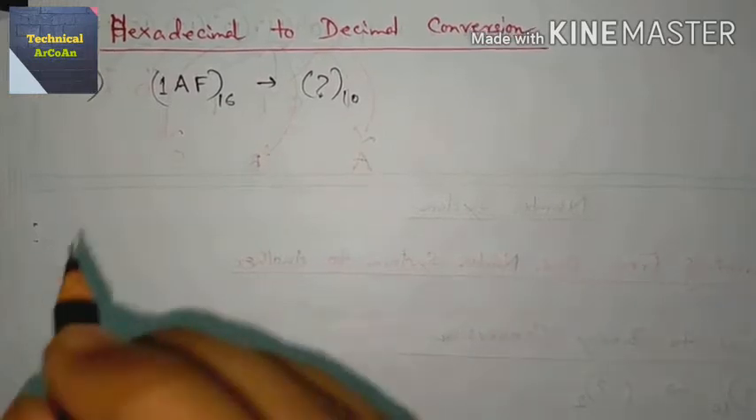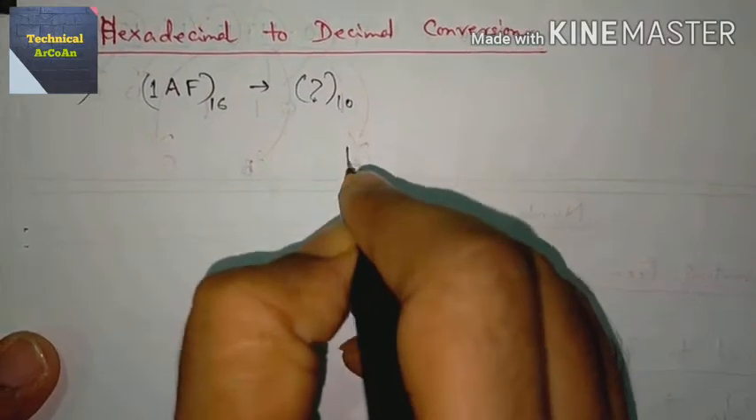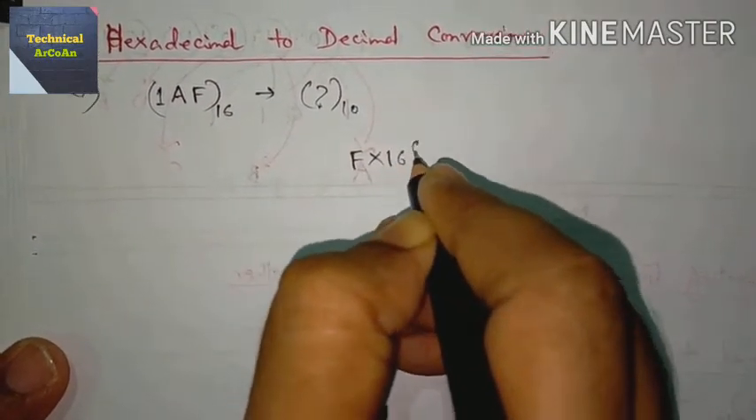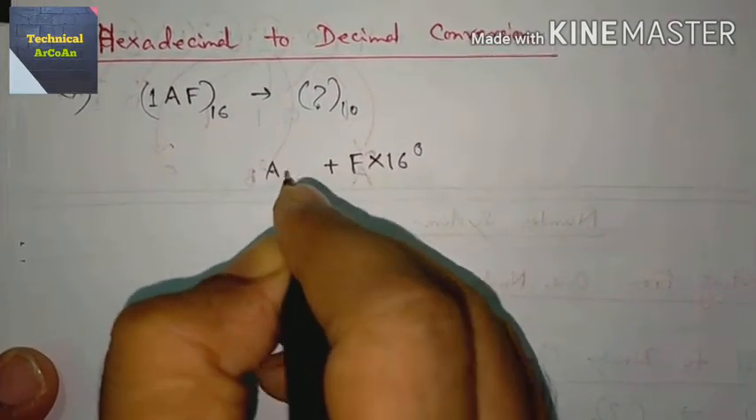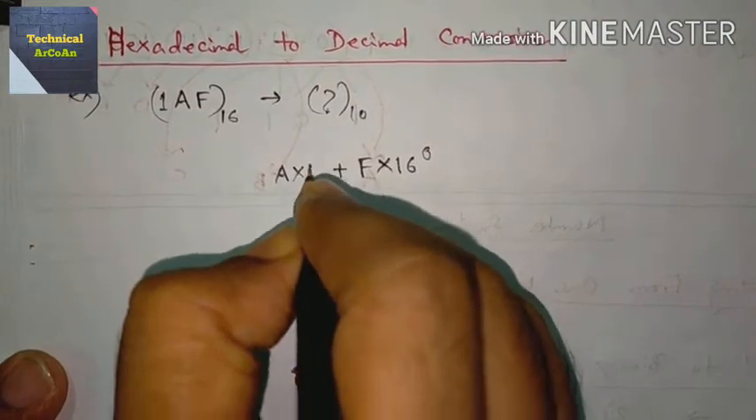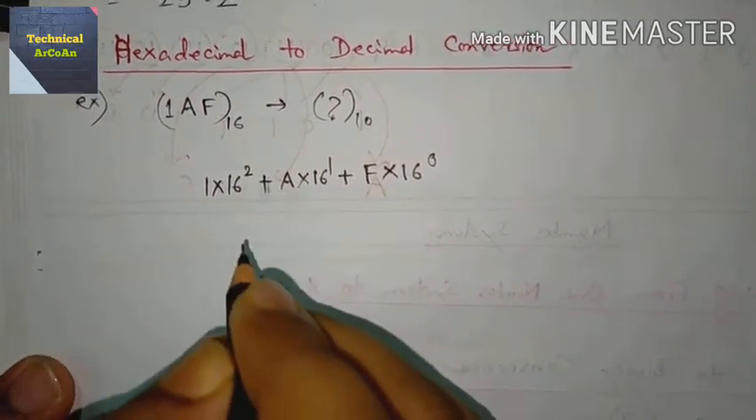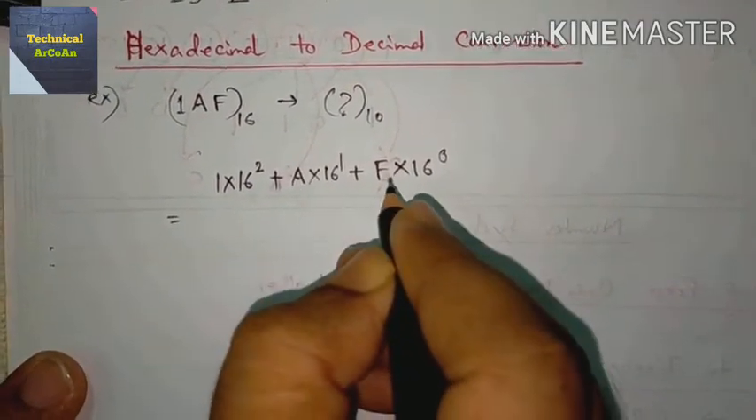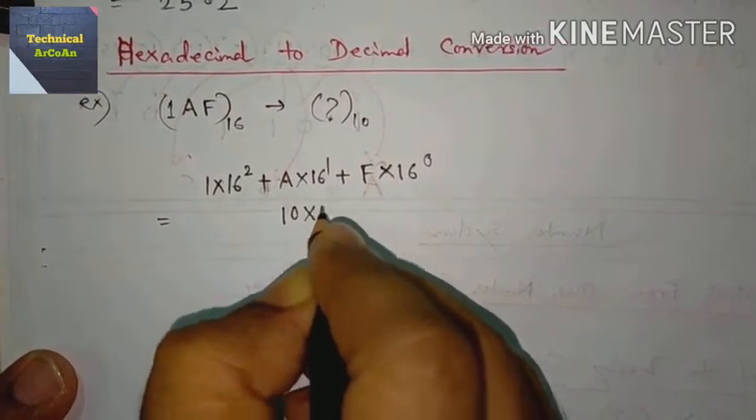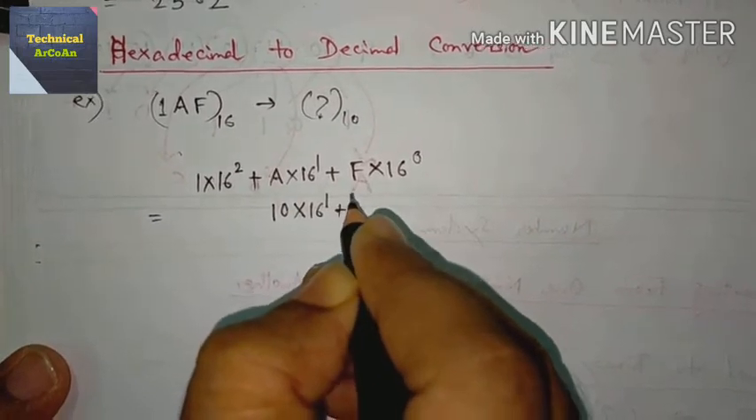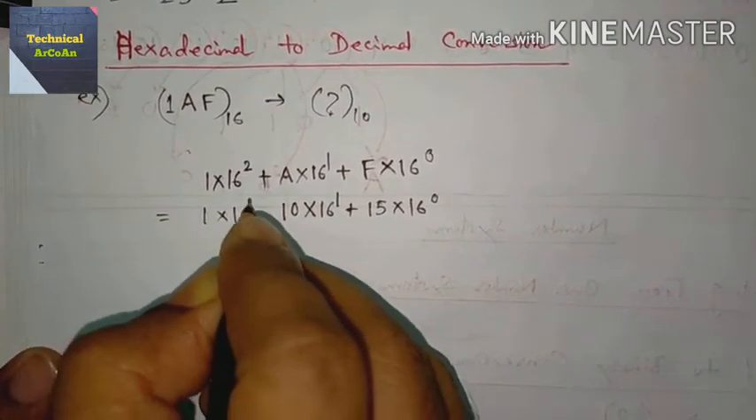Now the conversion from hexadecimal to decimal. The number is pure, and the same manner will be followed. So F into 16 to the power 0, because the hexadecimal base is 16, and the increasing power starts from 0 and we also start from right to left. So A into 16 to the power 1 plus 1 into 16 to the power 2. Here we are using A and F. We already know A means 10, so it will be 10 into 16 to the power 1, and F means 15, so 15 into 16 to the power 0, and the first one is similar to the above.